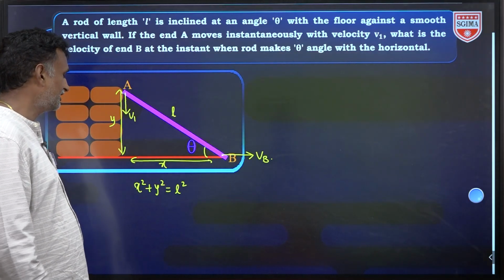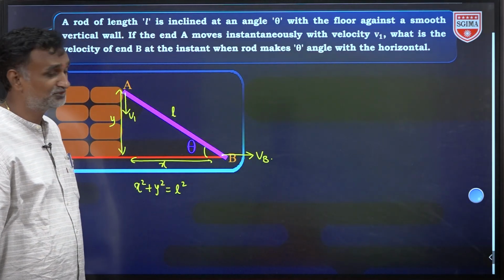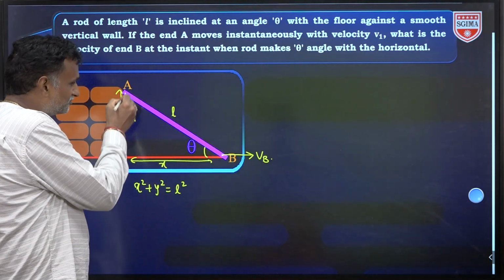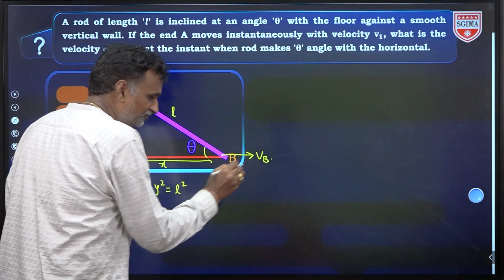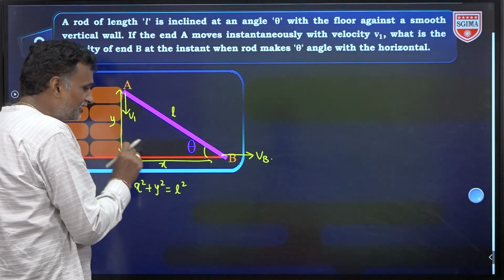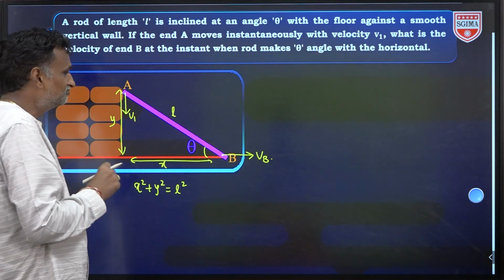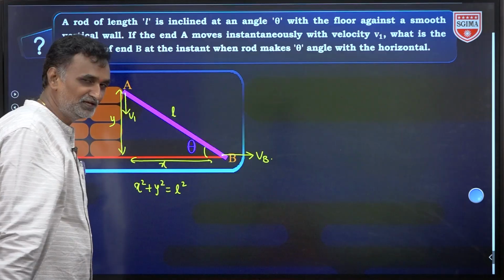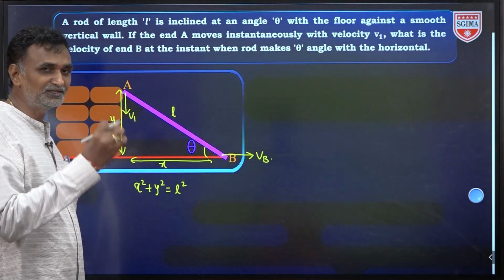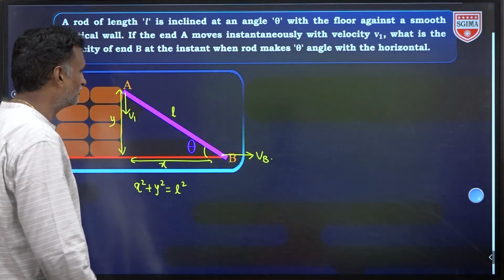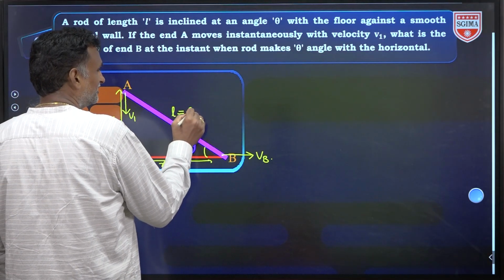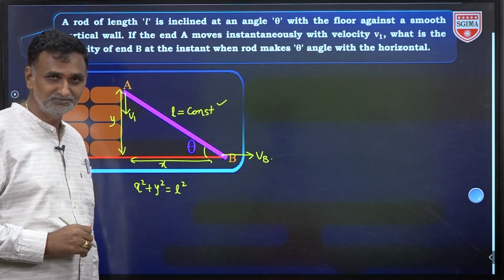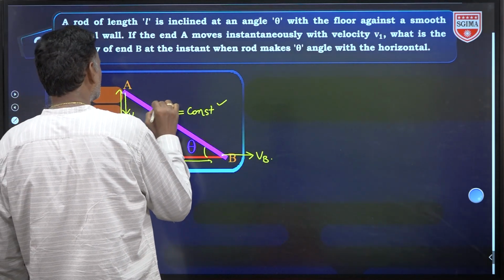Now I need to differentiate this equation with respect to time, because as time passes, this end moves down and this end moves forward, so definitely there is a change in y and a change in x. But at any position of this rod, do we find any change in the length? No, the length of the rod must be the same. So the change in the length must be 0, because length is constant for whatever the instant may be.